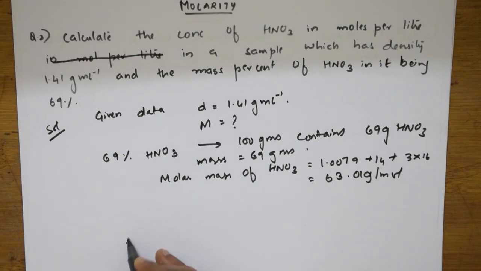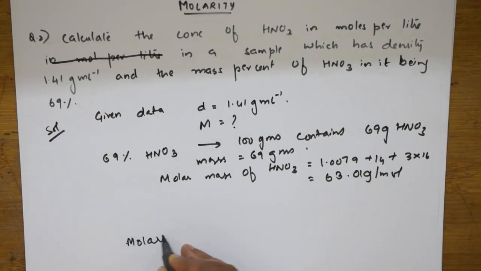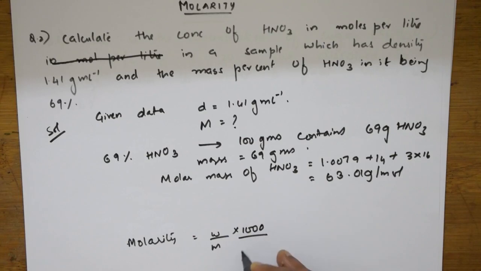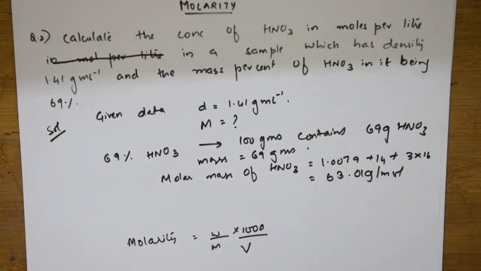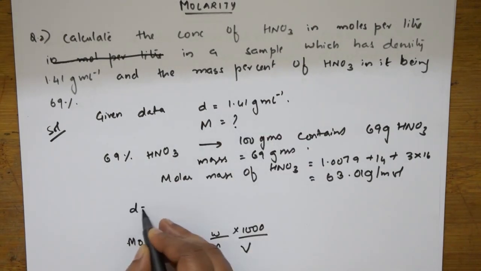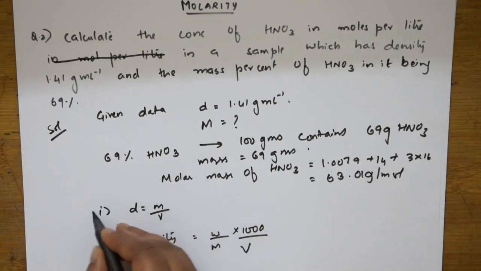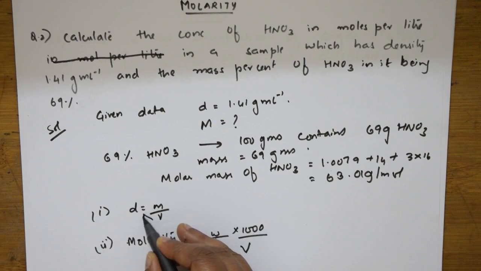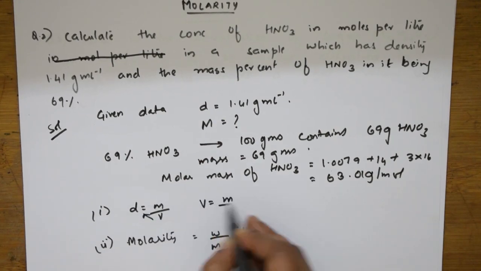What is the formula for molarity? Molarity is equal to moles of the solute, that's the mass of the solute divided by molecular weight, into 1000 by volume of the solution, right? So did they give us anything? They've not given us volume. They've given us density. So density is equal to mass by volume. Let us write this as step 1. Let us write this as step 2. Density is equal to mass by volume. So cross multiply: volume is equal to mass by density.